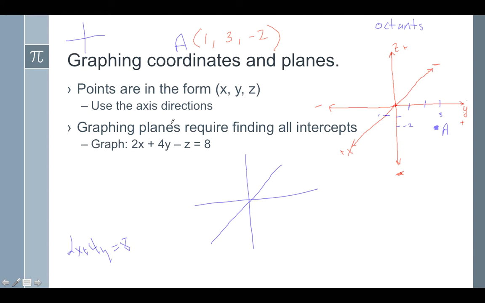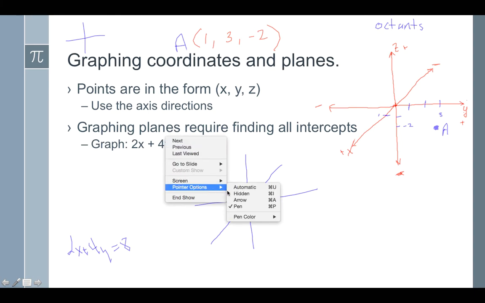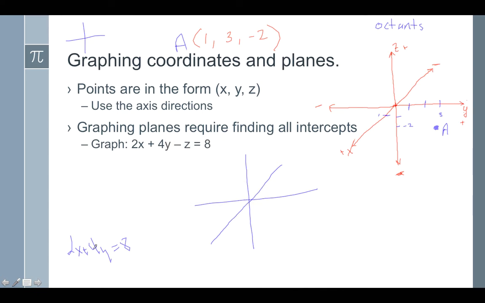What we're going to do is find the x, y, and z intercepts. So if I let x equals 0 and y equals 0, z equals -8. So we plot that -8. If x equals 0 and z equals 0, y is +2. It's not drawn to scale. And the same thing, if y and z are 0, x is 4.